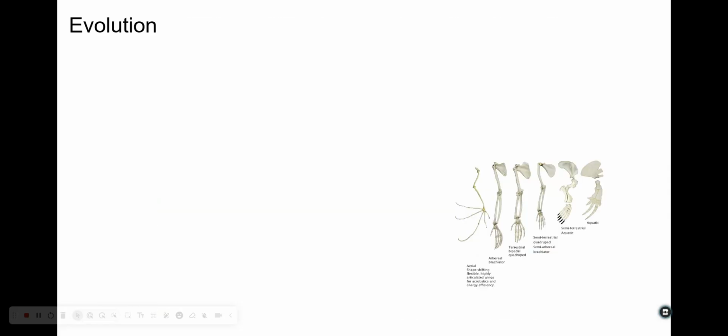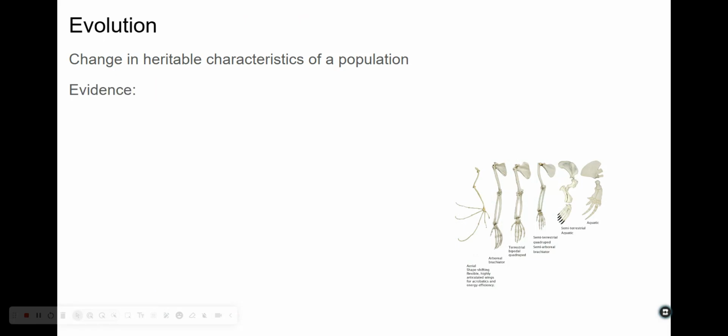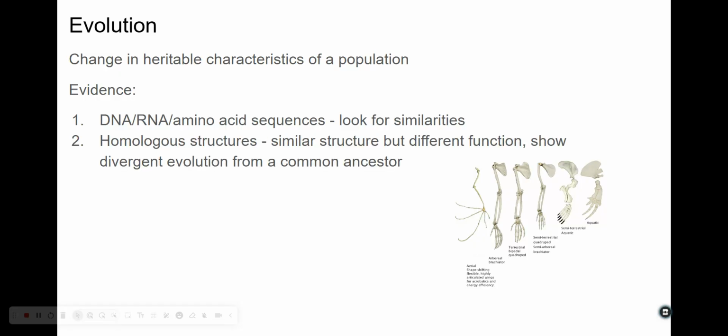Now, evolution. Evolution is the change in heritable characteristics of a population over time, and it has many forms of evidence. The first one is DNA. The strongest piece of evidence is DNA, RNA, and amino acid sequence, and you compare for similarities. The more similarities, the more closely related they must be. And since these are passed down from ancestors, you can see that they must be related.